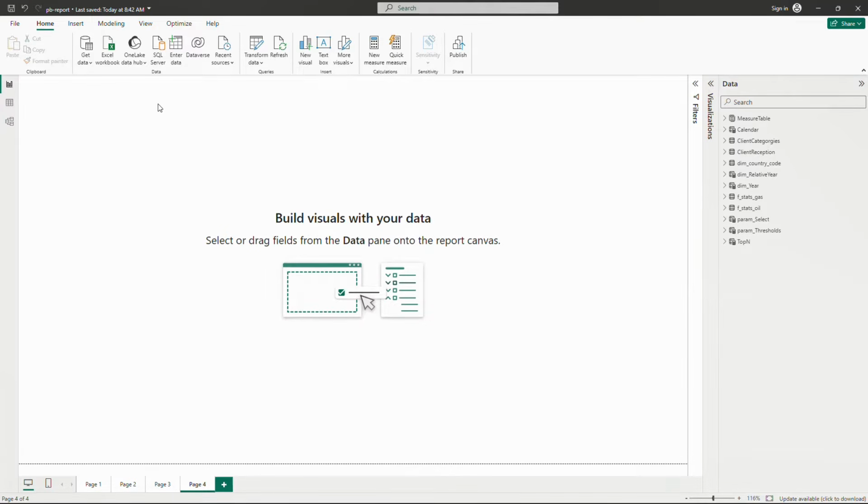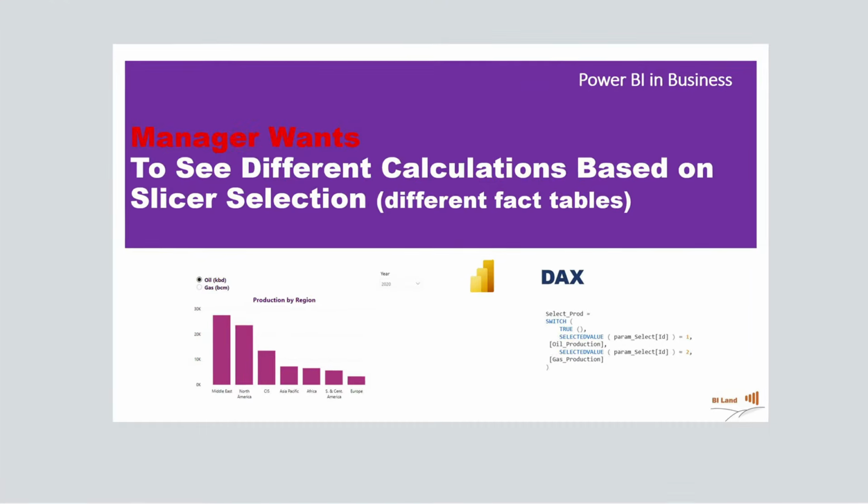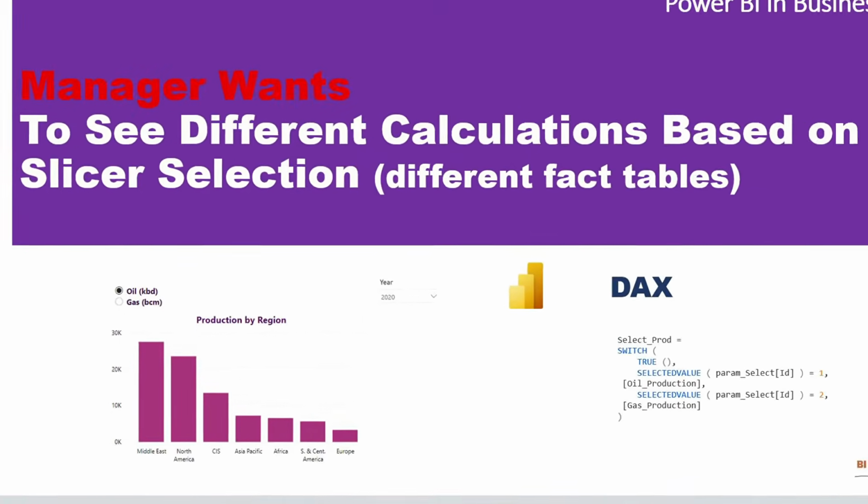In one of my previous videos, I had covered calculating differently based on a slicer selection. It was only for a single selection. I put the link below, go watch that also. You will see why both are equally important and extremely useful.